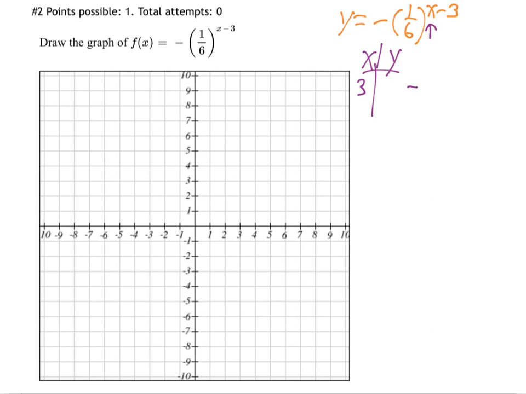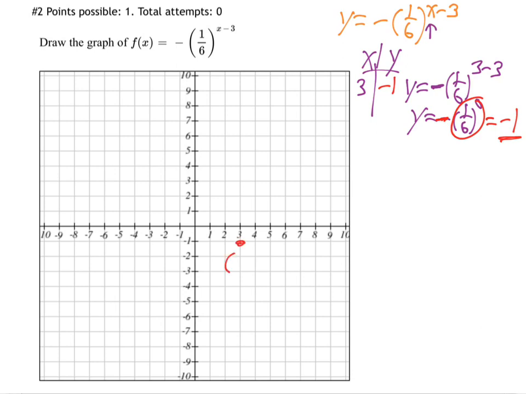It's going to be negative, so y will equal negative 1/6 to the 3 minus 3. That's negative 1/6 to the 0. Anything to the 0 power is 1. So this whole part becomes 1. The negative stays in the front, that negative that was already there. So it's negative 1 over 3 down 1. There's the first point. Let's do another one. See what happened there? I plugged in 3, and this is 1/6 to the 0. Anything to the 0 power is 1, and the negative in the front makes it negative 1.